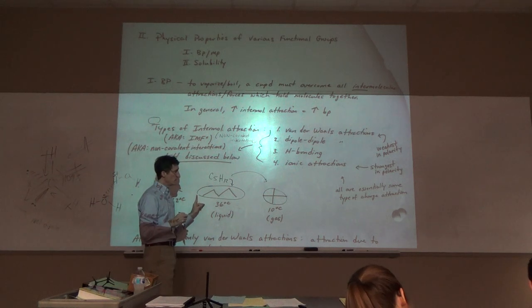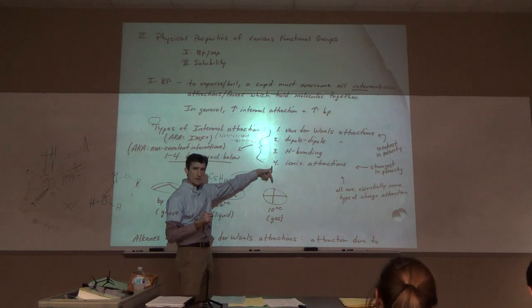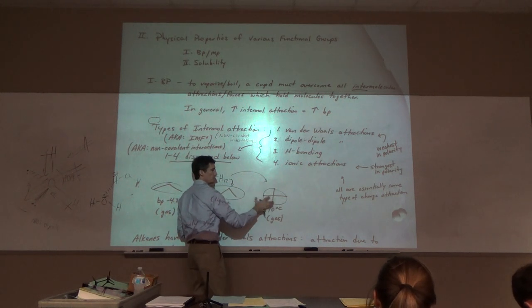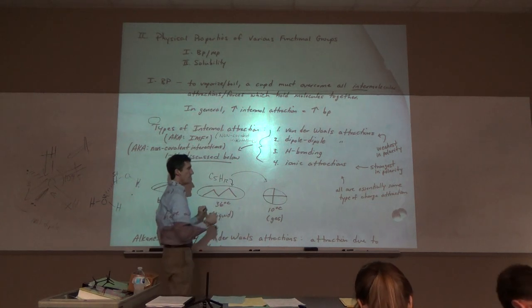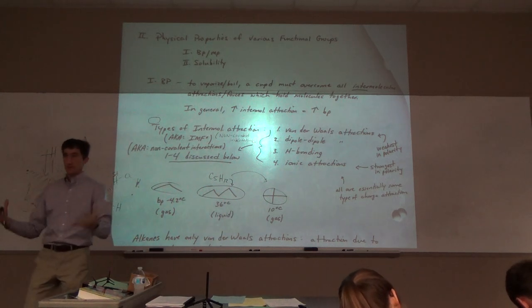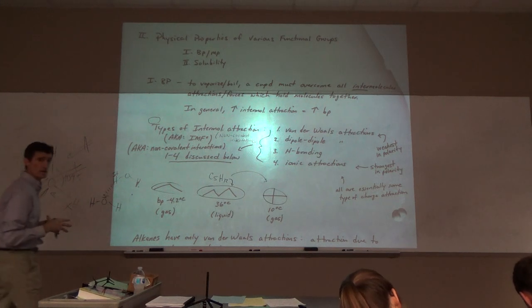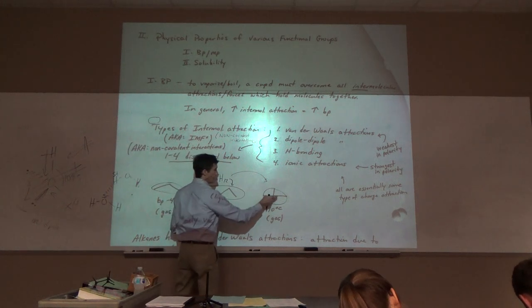Here's a bigger take home. How can you summarize this? Branching does what to the boiling point? This is branched. Branching lowers the boiling point because branching buries atoms in the center and that reduces surface area. Less surface area, less induced dipoles, less stickiness between molecules. Branching lowers.